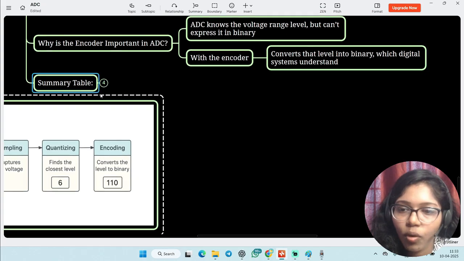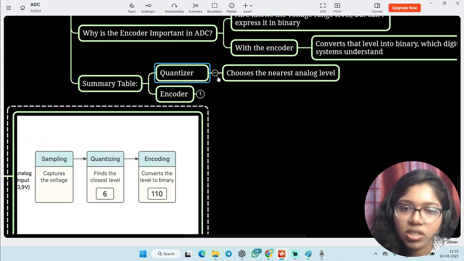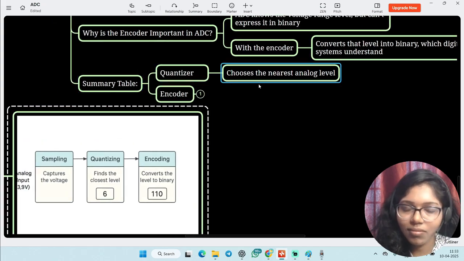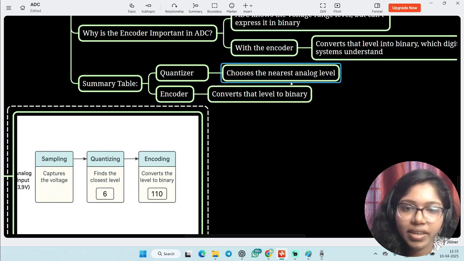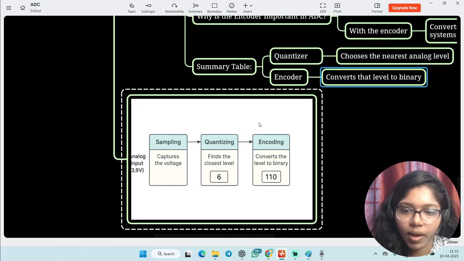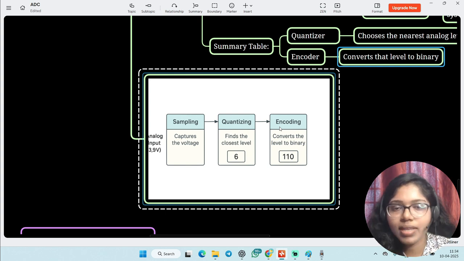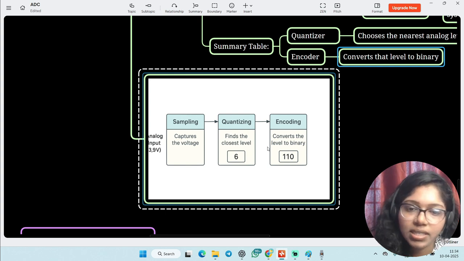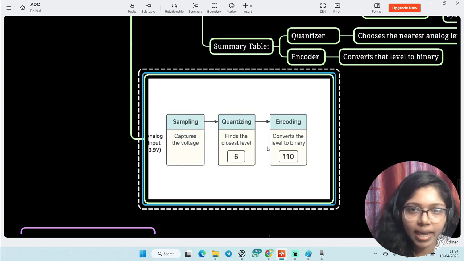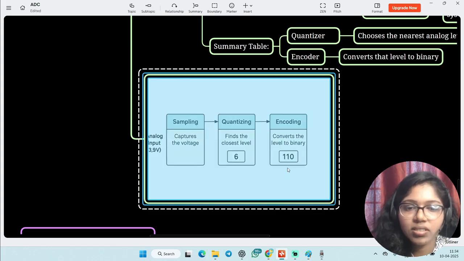So that is what we are going to import into the microcontroller or any device. So it has chosen the nearest value and converts it to a binary value. So this is the flow, the sampling. The analog data we are getting, we convert it into sampled data. So it captures sampled voltage or current values, whatever it is, takes the closest nearest value, and then does the encoding.